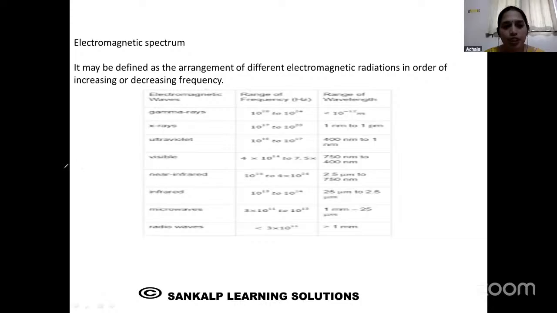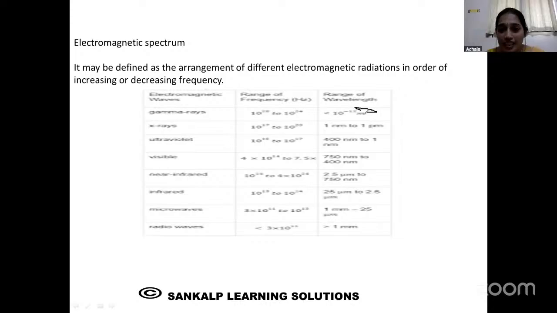Here, for gamma rays, the wavelength is less than 10 raised to minus 12 meter. Gamma ray wavelength is very small, that is, less than 10 raised to minus 12 meter.